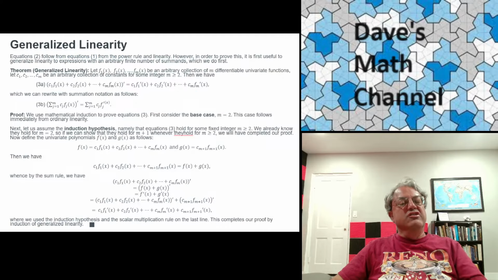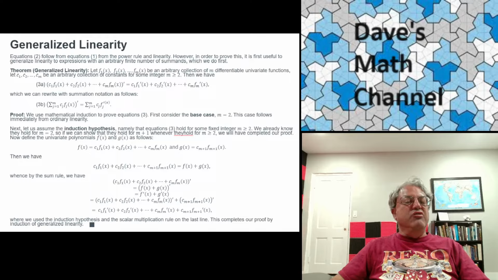We have to use linearity. And remember the way I talked about linearity before. It only applied to functions with two terms, but you don't have to have just two terms. You can have as many terms as you want. This is what I call generalized linearity, where you have a finite number. So it has to be a finite number of terms. But linearity holds for a function that's a weighted sum of any finite number of terms.